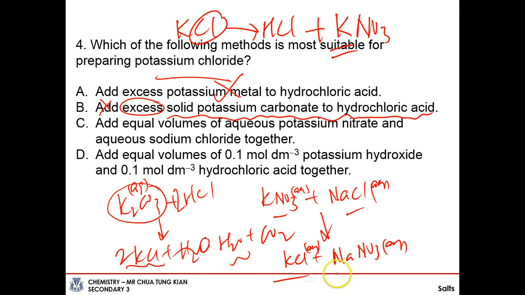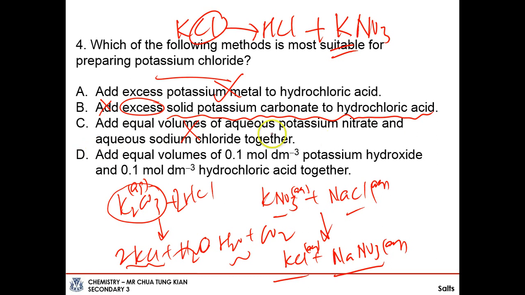So we have KCl and NaNO3. So how do we separate KCl out when there's NaNO3 inside, which is also an aqueous salt? They are both mixed together. There's no way we can get KCl out, or there's no way we can get NaNO3 out. So this method is wrong.